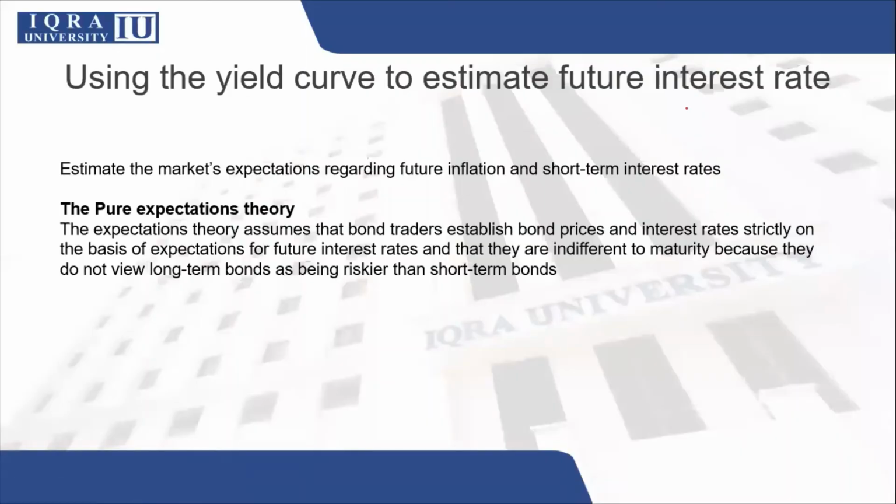Now, in the last section, we have seen that the slope of the yield curve depends primarily on two factors. Number one is the inflation premium, and the second factor is the effect of maturity on the bond's risks. And we also saw how to calculate the yield curve given the inflation and maturity related risks. Note now that people can actually reverse this process. So they can look at the yield curve and use this information embedded in it to estimate the market's expectation regarding what is going to be the future inflation and the future interest rates.